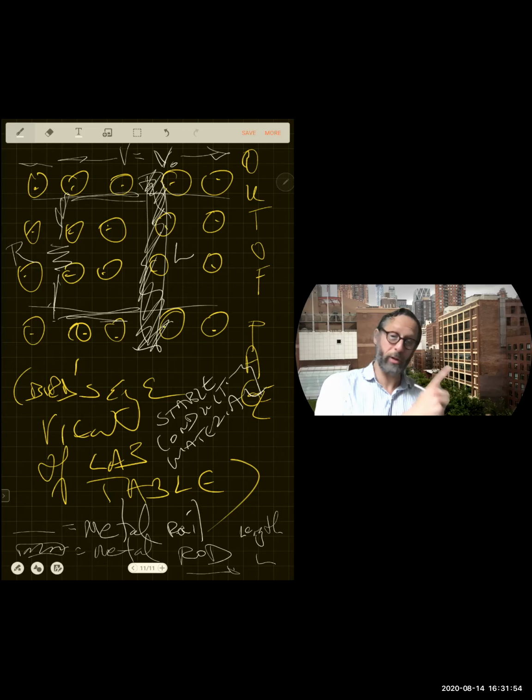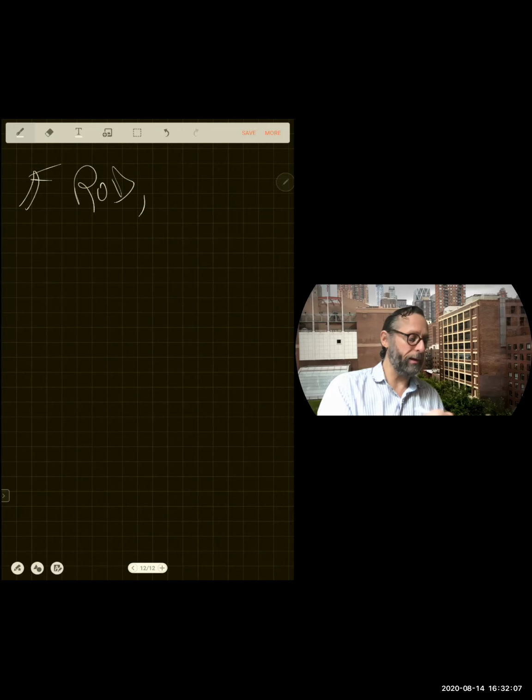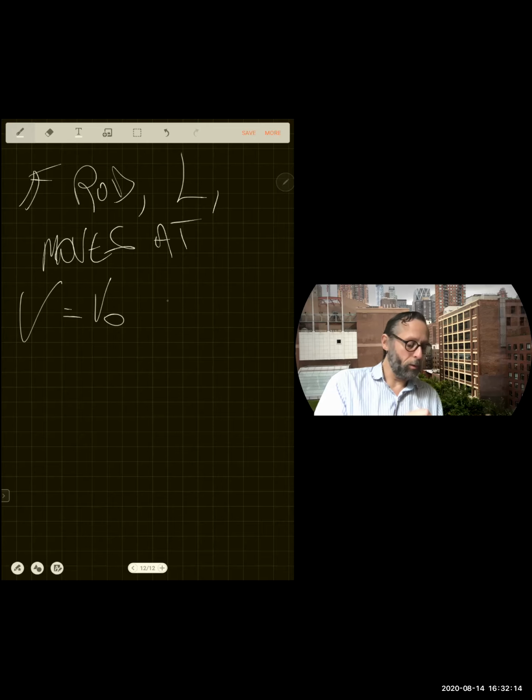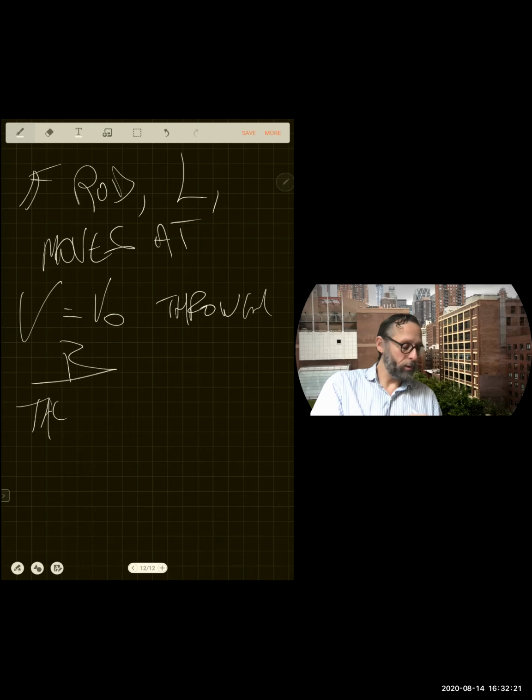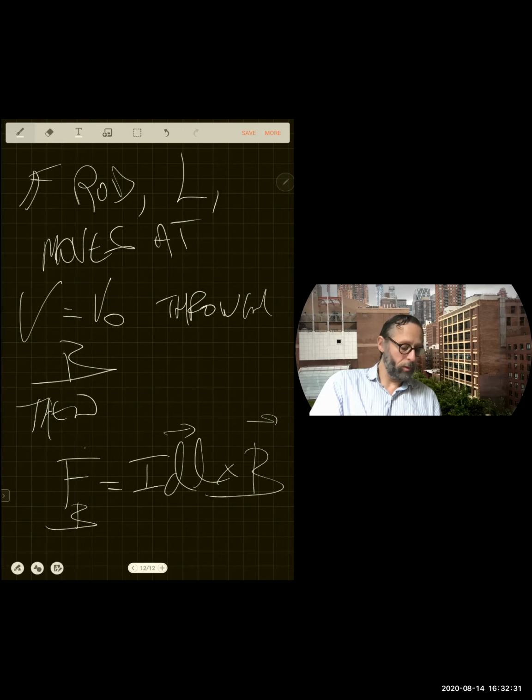We're doing so through a magnetic field on purpose. We're going to move a rod of metal through a magnetic field, and as Faraday predicted, if the rod of length L moves at constant velocity V through B, then we are moving a bunch of protons through a magnetic field, and therefore the magnetic field will exert a force on those moving charges.